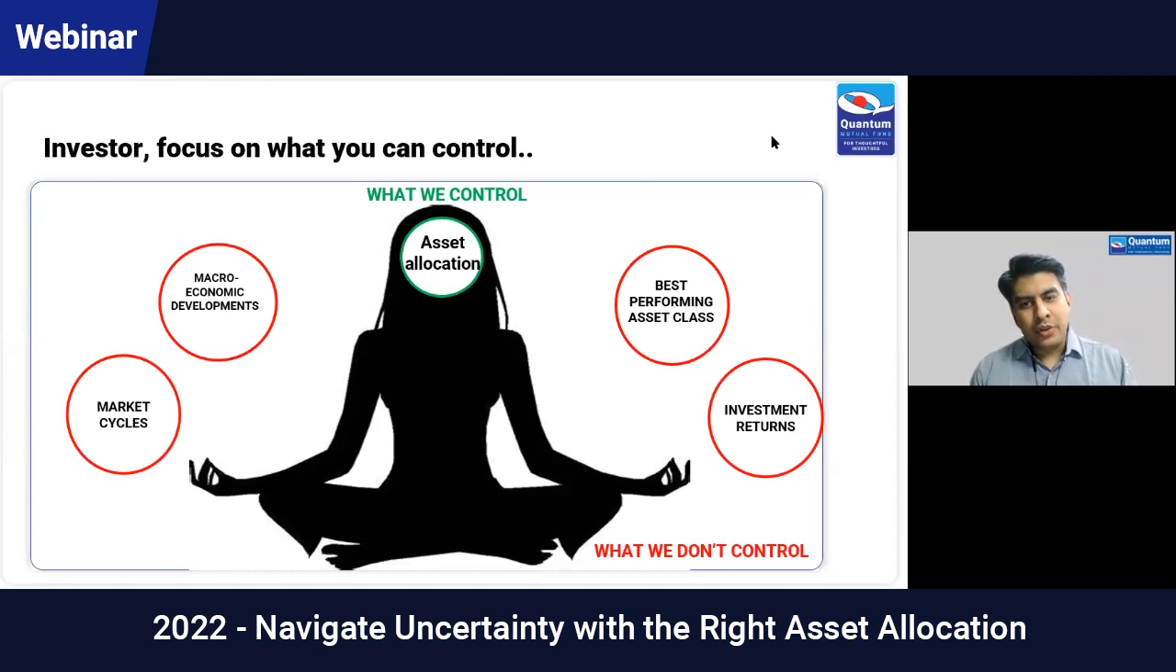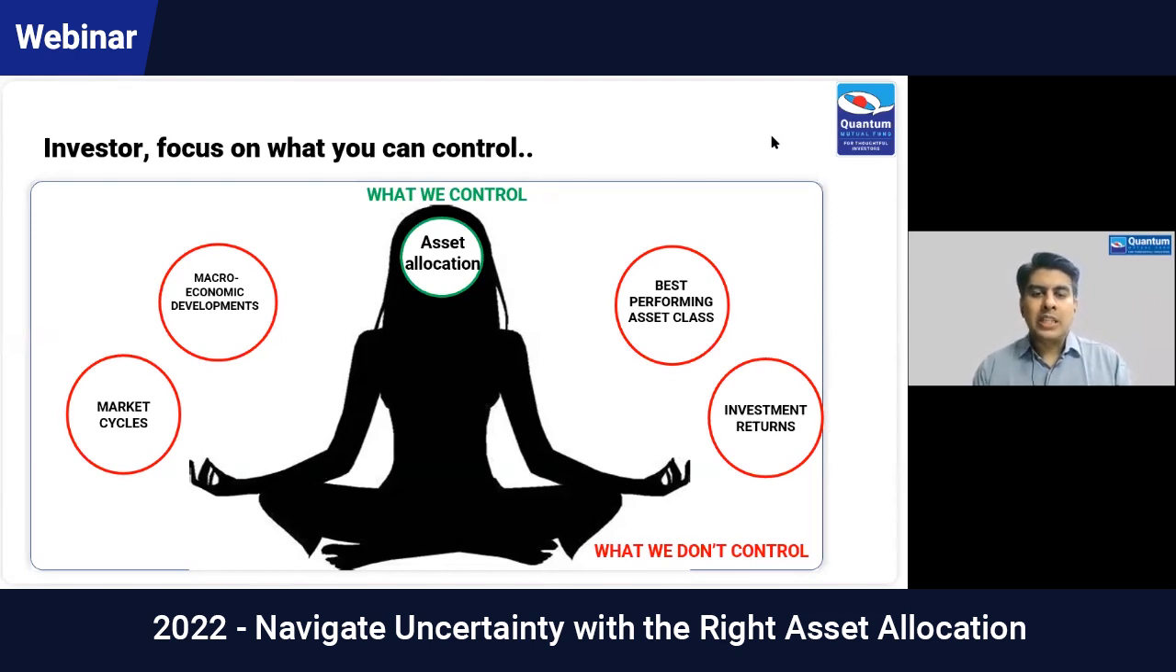Generally, as an investor, what we focus on is the various noises that remain in the global markets. We look at how the macroeconomic policy is shaping up, how the market cycles, which is the best performing asset class next year, where will I get maximum returns? That is all we always keep looking at, which is usually outside our control. We are just trying to follow data and see what trends are shaping up.